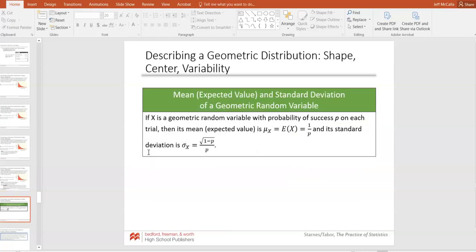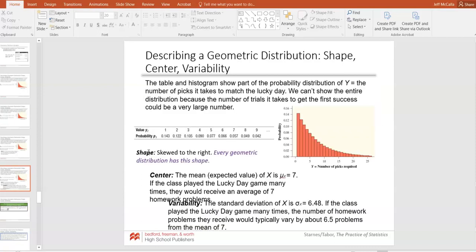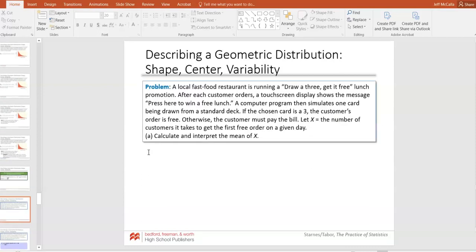And then standard deviation is not as intuitive. So it is just a formula. It's the square root of q up top. That's the probability of failure, square root of the probability of failure, divided by the probability of success. So that's just a formula you're going to use to get that. Okay, so let's try one.